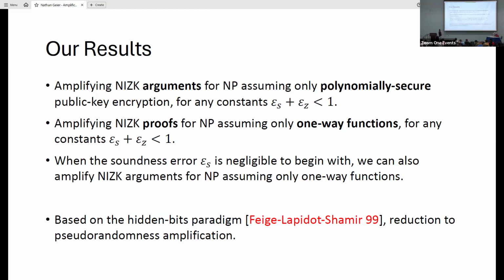Our approach is based on the hidden bits paradigm. And in some sense, it is a reduction from zero knowledge amplification to the better understood problem of pseudo-randomness amplification.